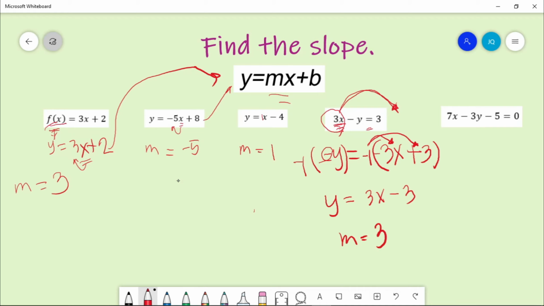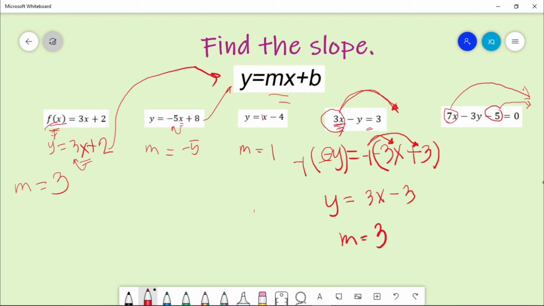Now let's go to the last one, and that is 7x minus 3y minus 5 equals 0. Does it look like the slope-intercept form? Of course not. Since we have two terms, 7x and minus 5, with the y, the same as in number 4, we would transpose these two to the other side.